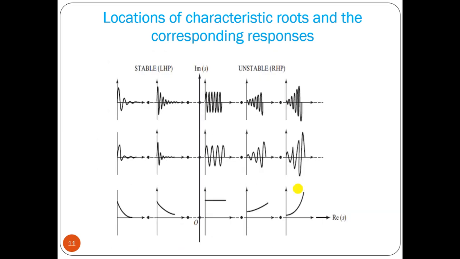Now, if we have a pole on the imaginary axis, the response will be completely oscillatory. And as the pole moves closer to the origin, the frequency will be lower. If the pole is on the right hand side, the system will be unstable. And on the left hand side, the system will be stable. And as we go further away from the imaginary axis on the left hand side, your response will be faster. It reaches the steady state value faster than if the pole is close to the imaginary axis.